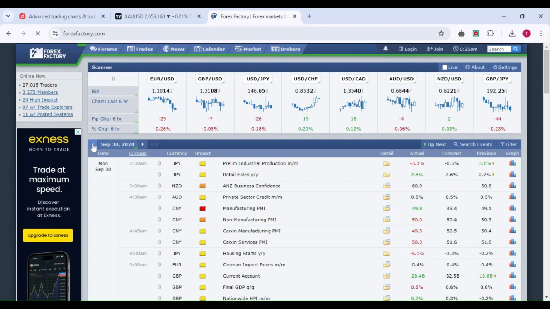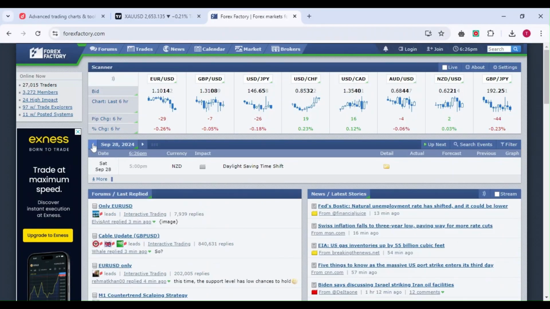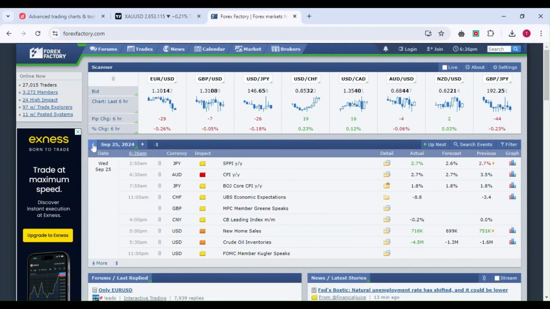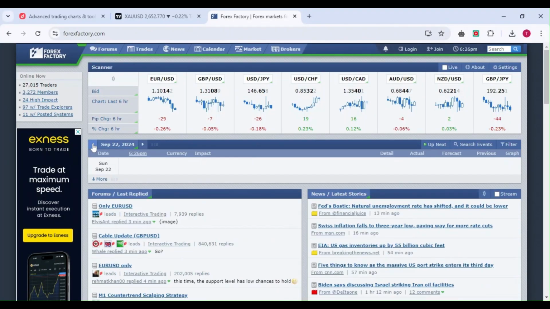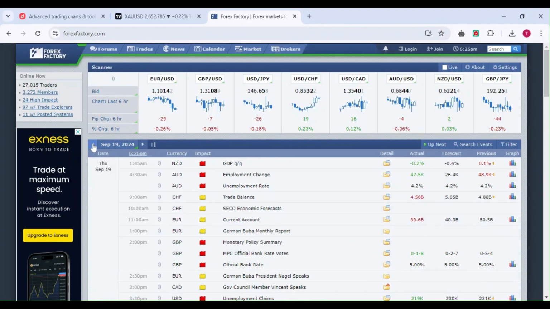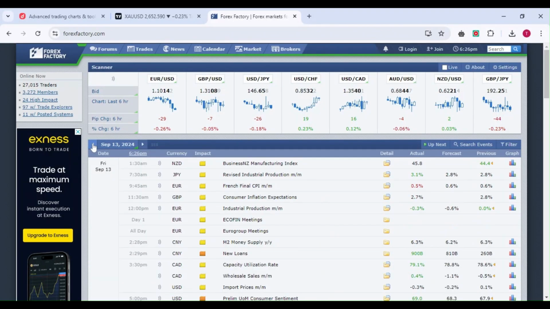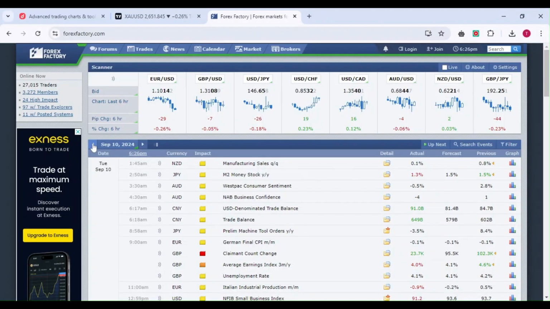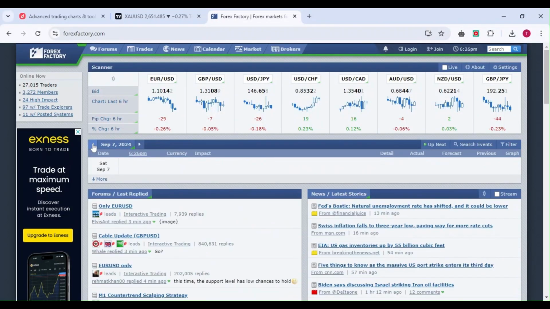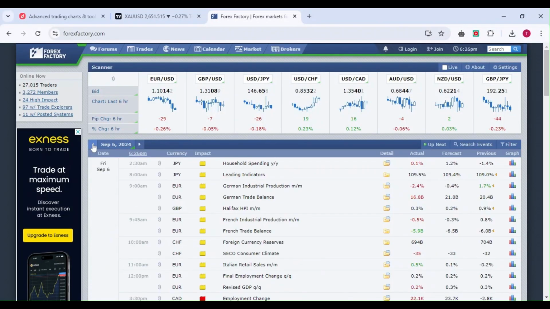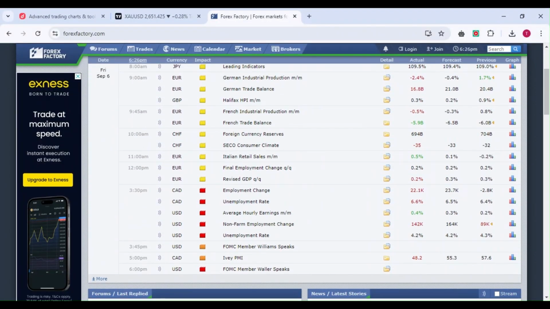So let's go back to that day on 6th September where we had NFP. That was the first Friday of that month, as we expect tomorrow, which is the first Friday of this month, October. So be aware of any movement. This is NFP at exactly 3:30, non-farm change.